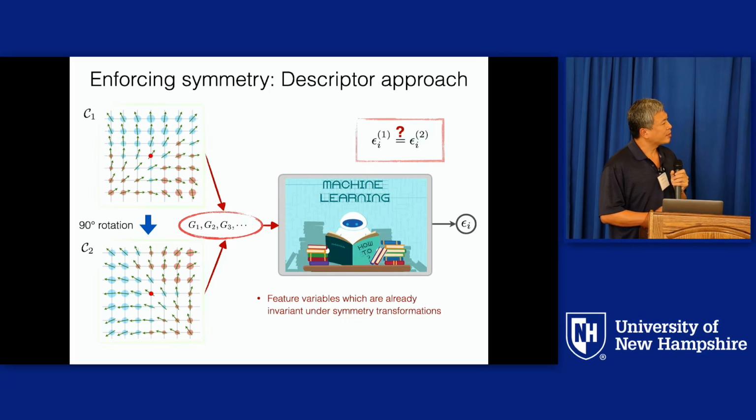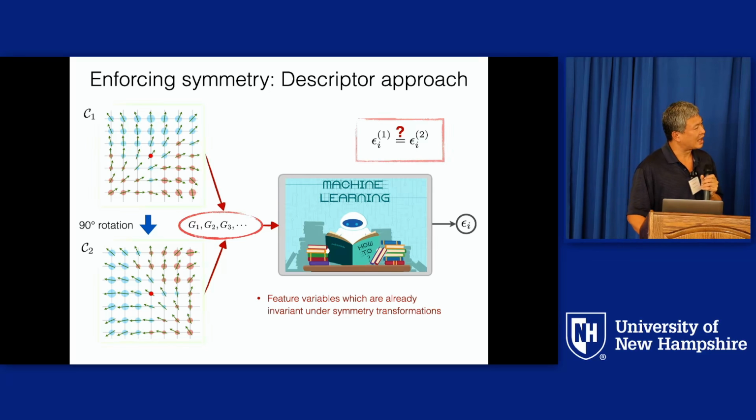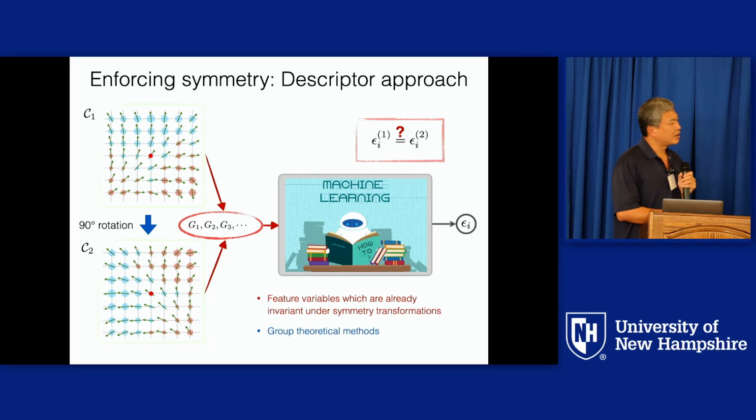So the descriptor approach is to generate feature variables which are already invariant under symmetry. That means two configurations will give you exactly the same feature variable, and then you feed the same feature variable into the machine learning model. Of course, you will get the same energy. So that's the descriptor. And in order to achieve this, I should mention that in molecular dynamics and quantum chemistry, people came up with all kinds of descriptors.